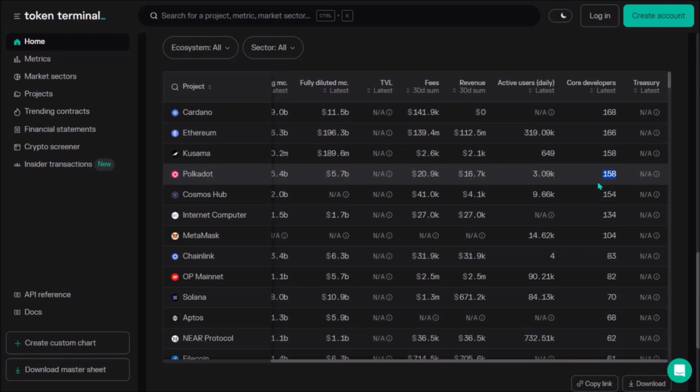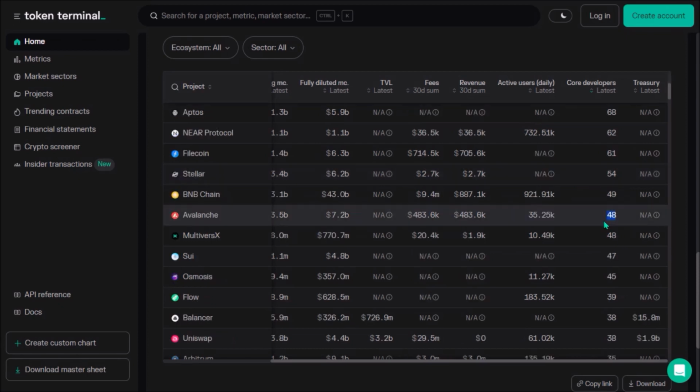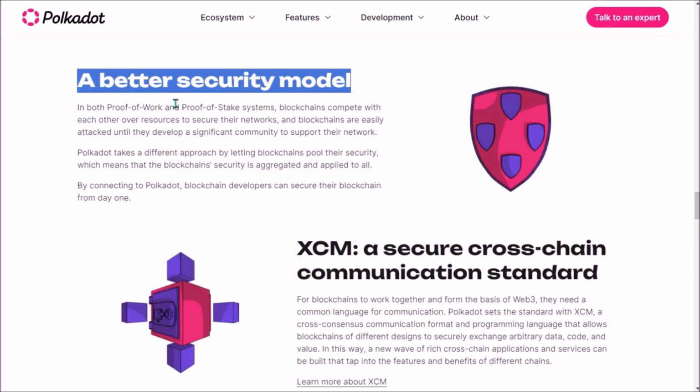Also, Polkadot has a much bigger developer community than Avalanche. According to the latest data from Token Terminal, Polkadot had 158 active core developers in the past 30 days, while Avalanche had only 48. Then it would be Polkadot shared security, as it guarantees that all parachains operate under the same validators' consensus and hence have the same security level.